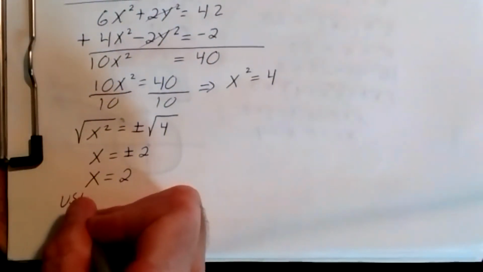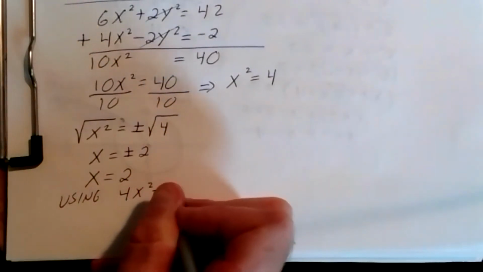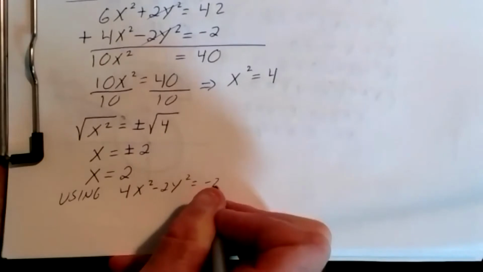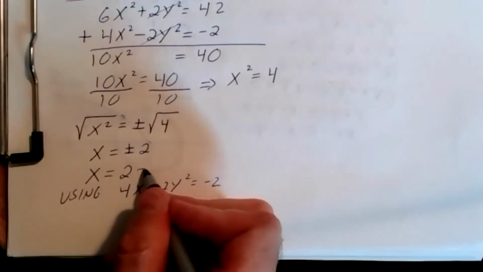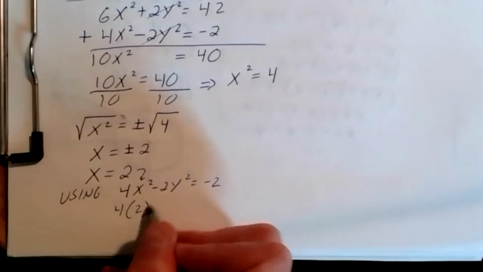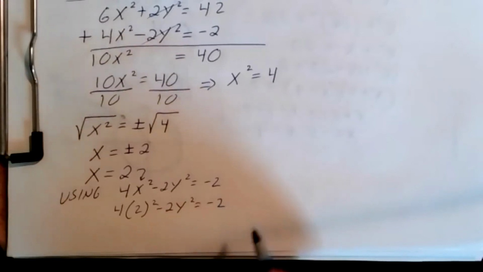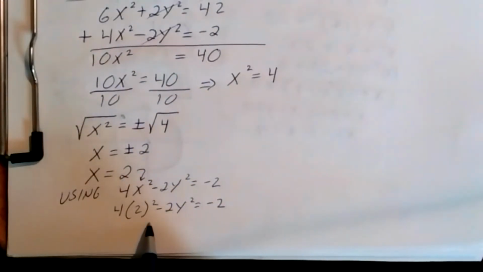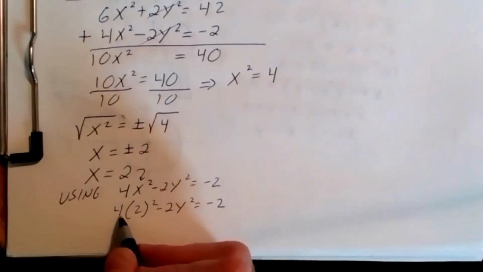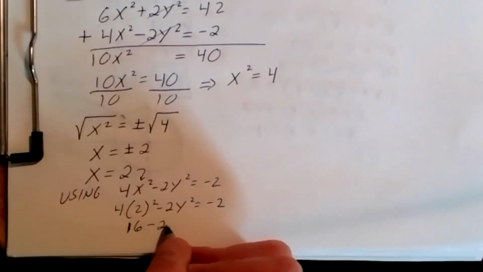So using our choice, 4x squared minus 2y squared equals negative 2. In for x goes 2, 2 gets substituted in for x, in which case we have 4 times 2 squared minus 2y squared is equal to negative 2. Now we have to solve this quadratic equation for y. This is going to be 4 times 4, which is 16.